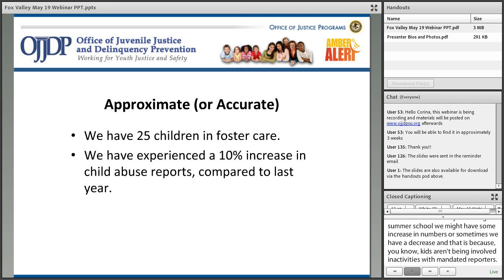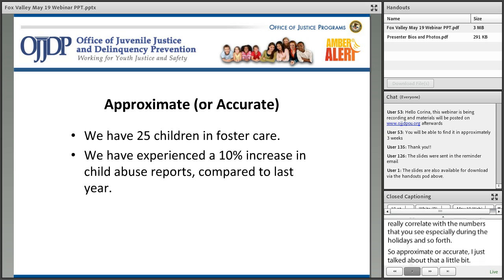So approximate or accurate, I just talked about that a little bit. We have 25 children in foster care. If we say that we've experienced a 10% increase in child abuse reports compared to last year, then those are things that are worth sharing, I think, in your message to the community as it relates to a specific topic.